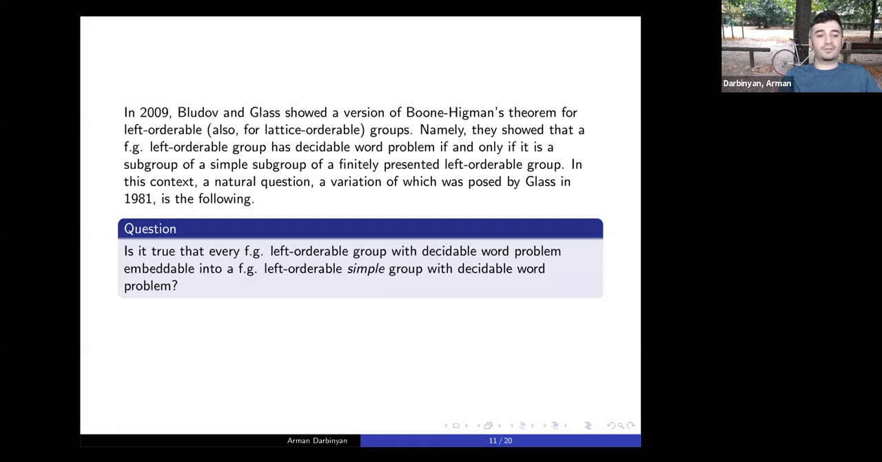And in this context, the natural question is the question that is formulated here. It says, can one take the simple subgroup to be finitely generated for the version of the Boone-Higman theorem for left-orderable groups? So basically, the motivation of the question is very natural, and this is precisely the type of strengthening. If the answer to the question is positive, then it will lead to the same strengthening as the theorem of Thompson led for the Boone-Higman theorem. A variant of this question was actually formulated by Glass in his book on left-orderable groups.